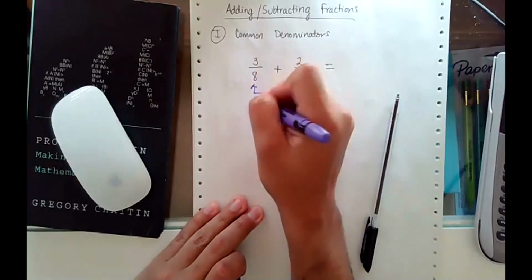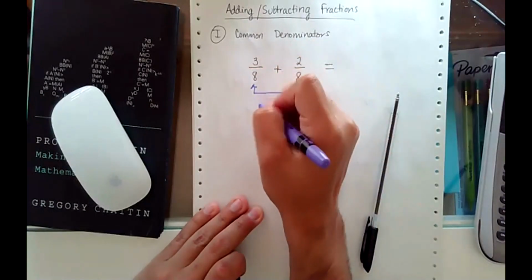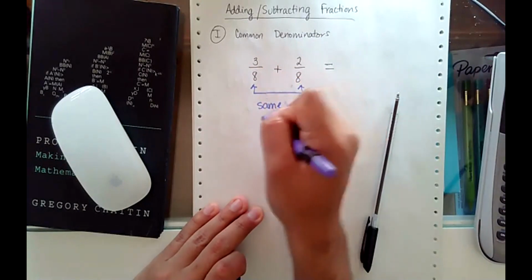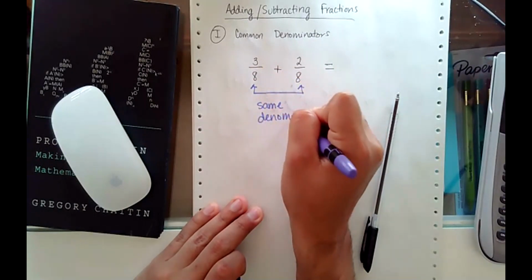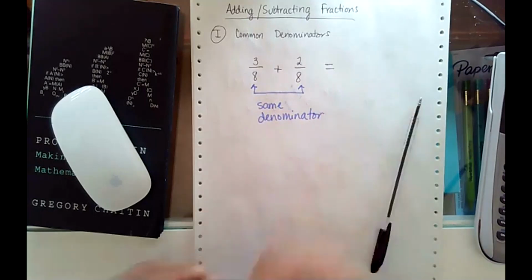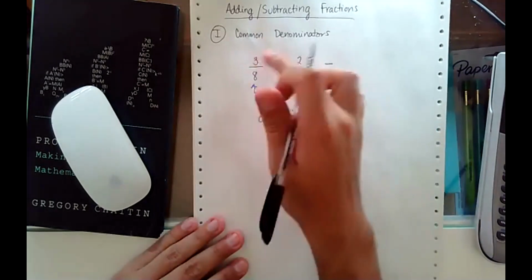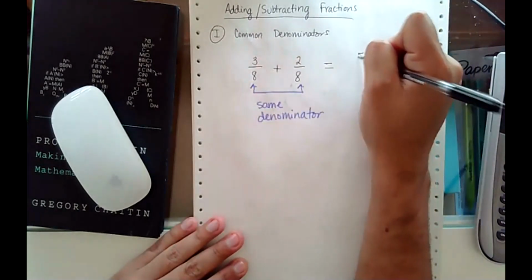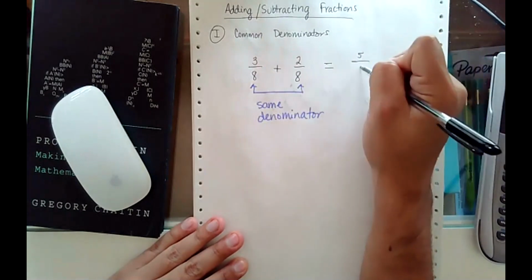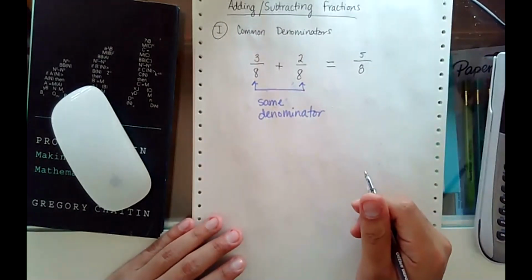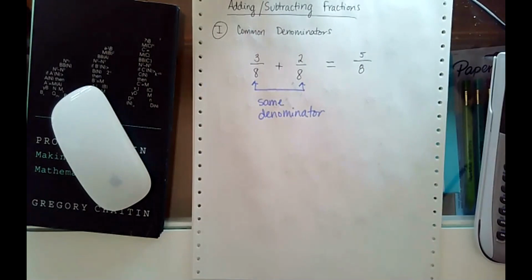So what you always want to do is inspect to see that it has the same denominator. And since this is the same denominator, then we can just add 3 plus 2, which gives us 5, and keep that denominator of 8. You're going to keep the common denominator.